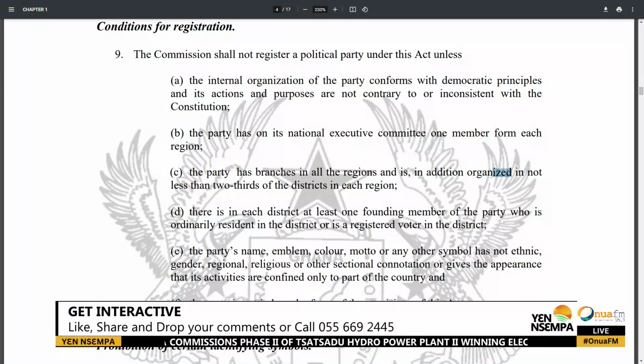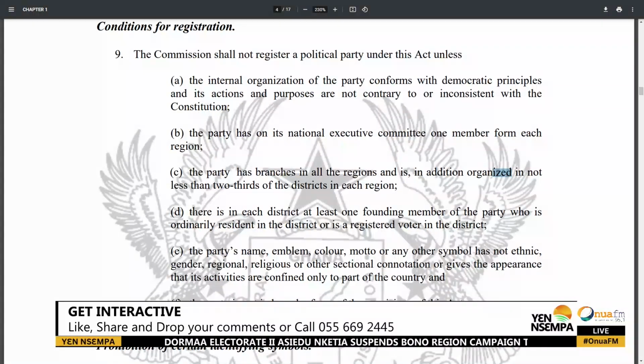So, conditions for registration. Article 9. The commission shall not register a political party under this act unless A, the internal organization of the party conforms with the democratic principles. Absolutely. And its actions and purposes are not contrary to or inconsistent with the constitution. Very paramount. The constitution is paramount.